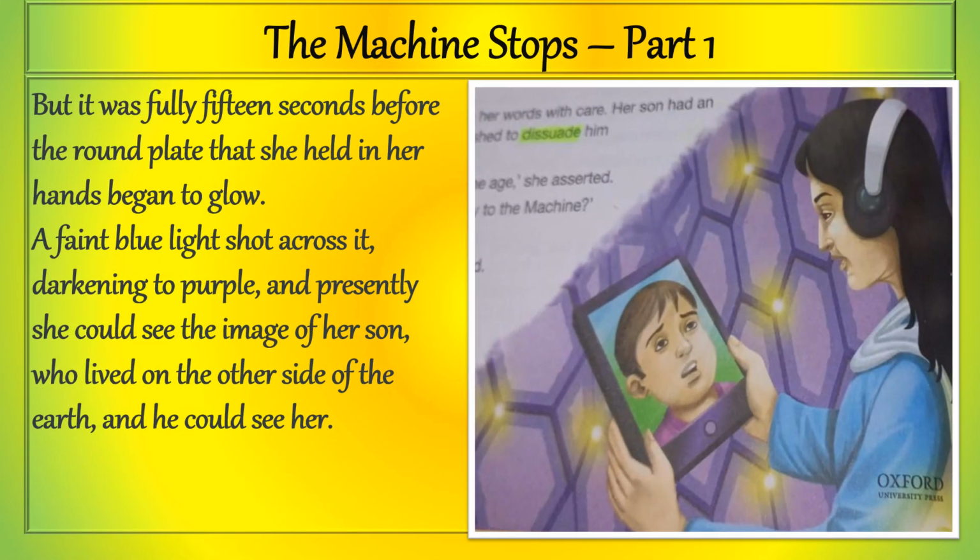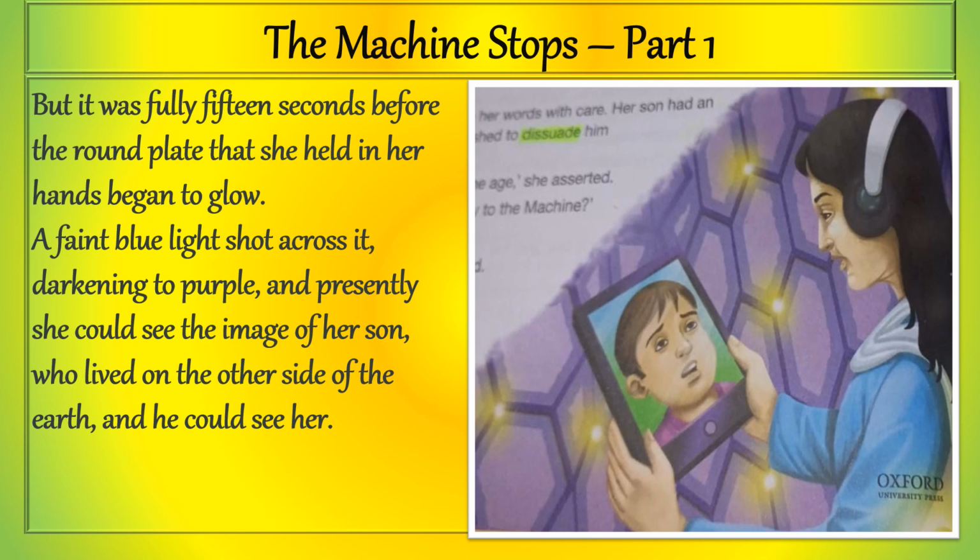But it was fully 15 seconds before the round plate that she held in her hands began to glow. It means that the picture of the boy would appear on the screen. It is just like the same way as we have tablets or laptops or mobile sets. Here we see that whatever the author imagined 113 years ago came true now in the form of a tablet or a mobile set. Here, began to glow means the picture of the boy was appearing, because we can see the picture or the video of the person who is talking to us.